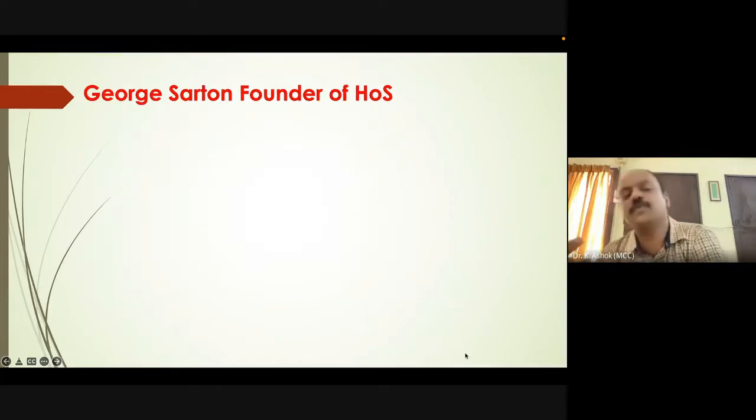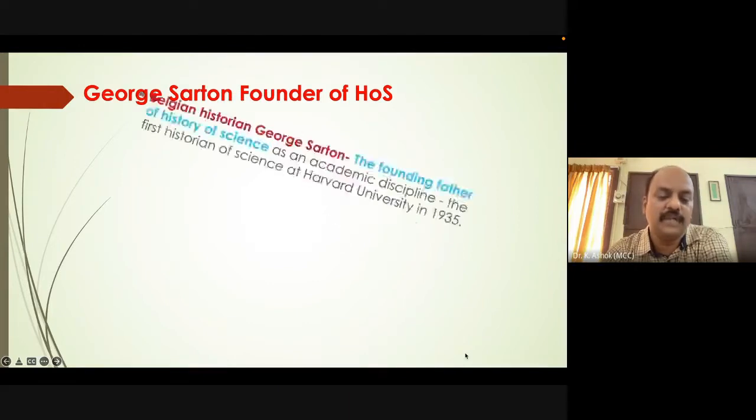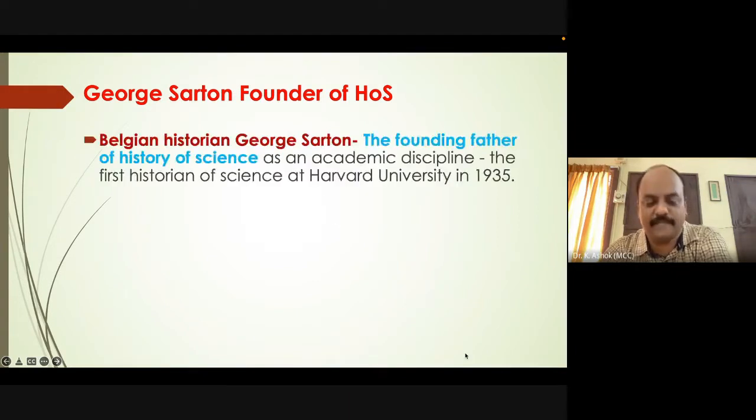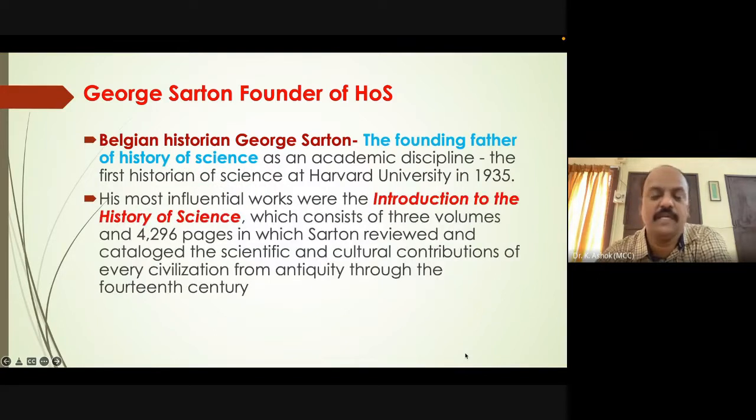But the history of science got solid ground with the work of George Sarton. George Sarton was a Belgian historian, and he is considered to be the founding father of the history of science as an academic discipline. He was the first historian of science at Harvard University, in the year 1935.